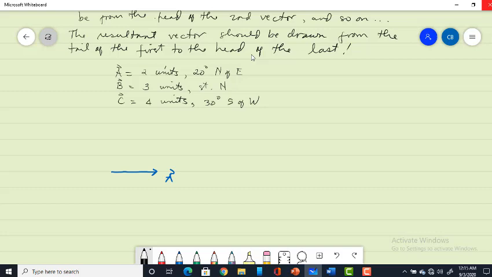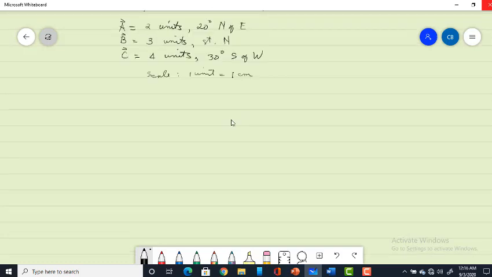Okay, so you are going to use a scale. For example, 1 unit is equal to 1 centimeter. So 2 units is equivalent to 2 centimeters. And also follow the direction. So let's do the polygon method. Let's solve for R using A plus B plus C in this order.